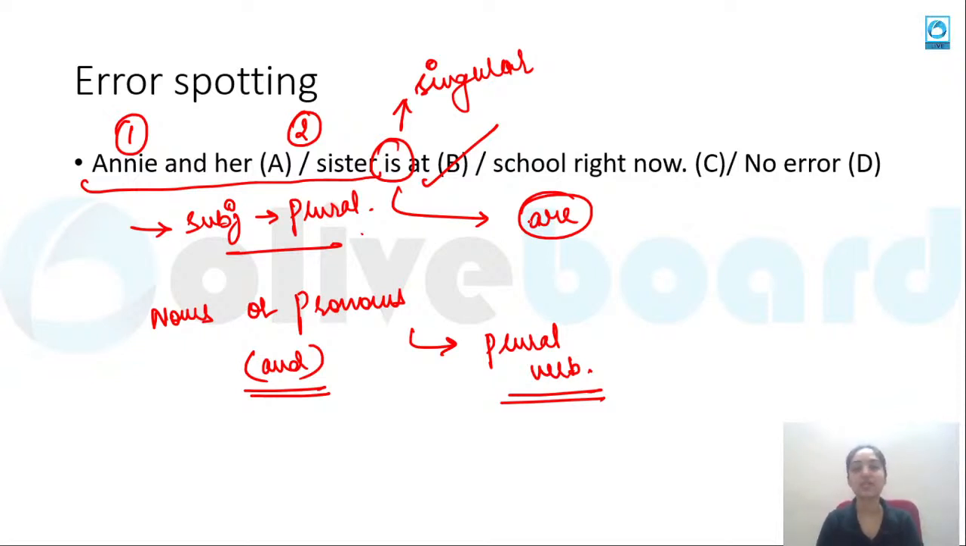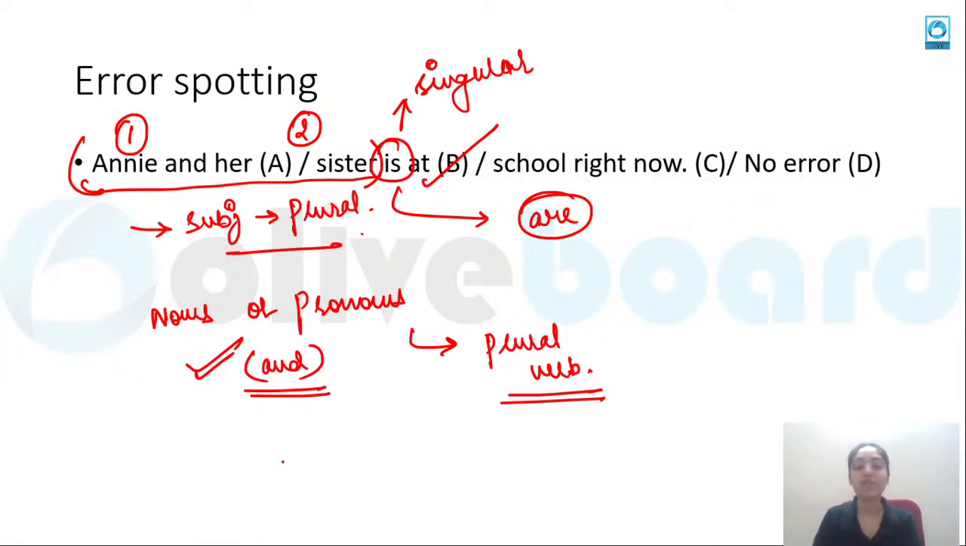We have discussed the rule. I'll revise the rule for you again. The rule said that if there is more than one noun or pronoun in the subject of the sentence connected by the connector "and", then it will be followed by a plural verb. Why? Because that makes the subject plural. Try to understand. Here in the subject, we are talking about two people. We are not talking about one single person. We are talking about Annie and her sister.